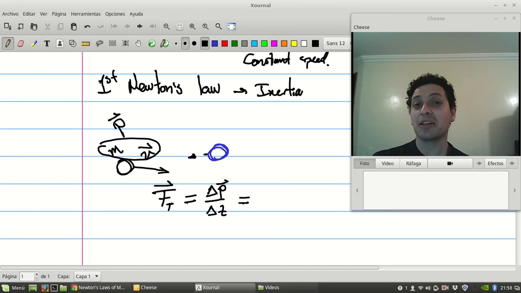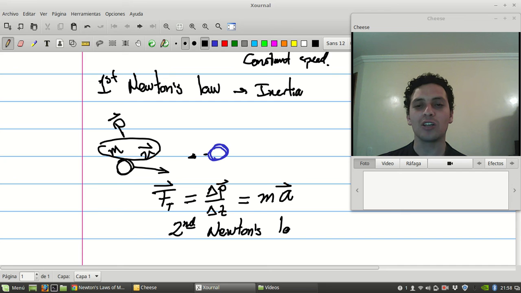And if the particle decided to keep the same mass, it would change just the velocity, so it would be mass times acceleration. And this is called the second Newton's law. The second Newton's law explains that if over a particle there is a net interaction, a net force, then there is going to be a change of momentum, which is equal to mass times acceleration.